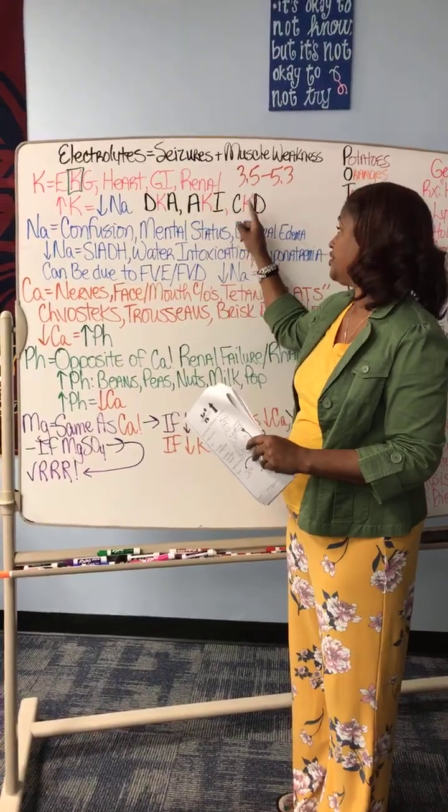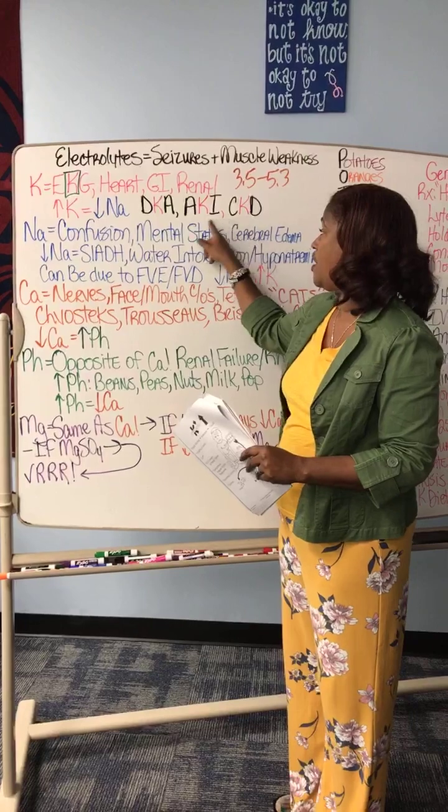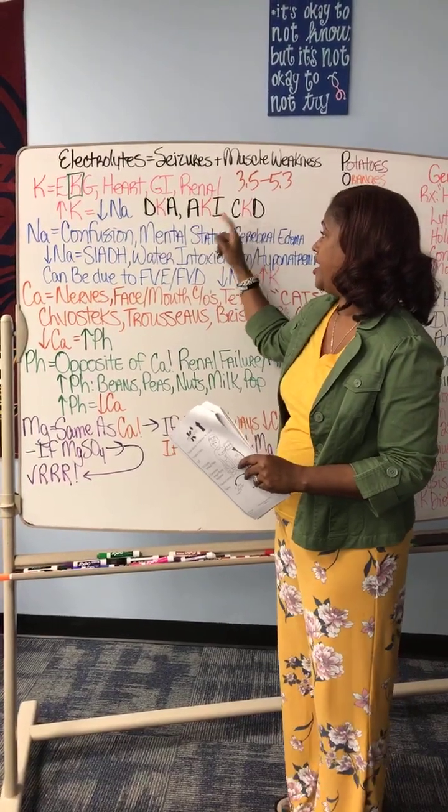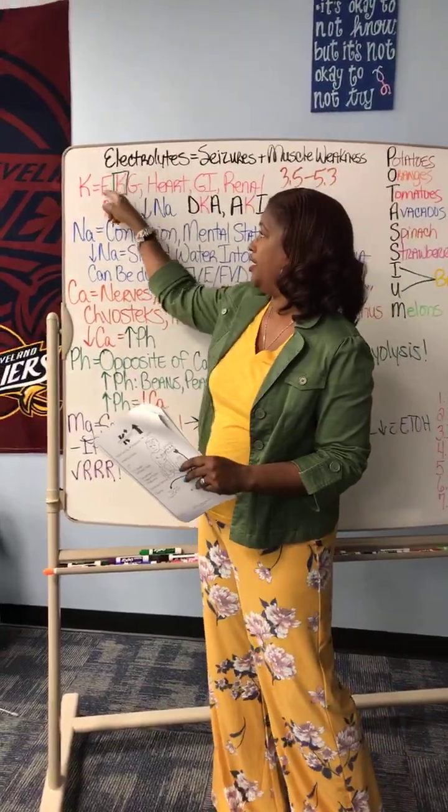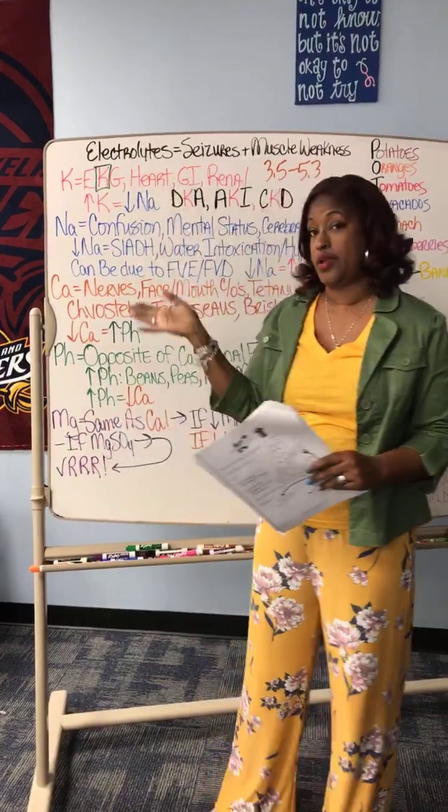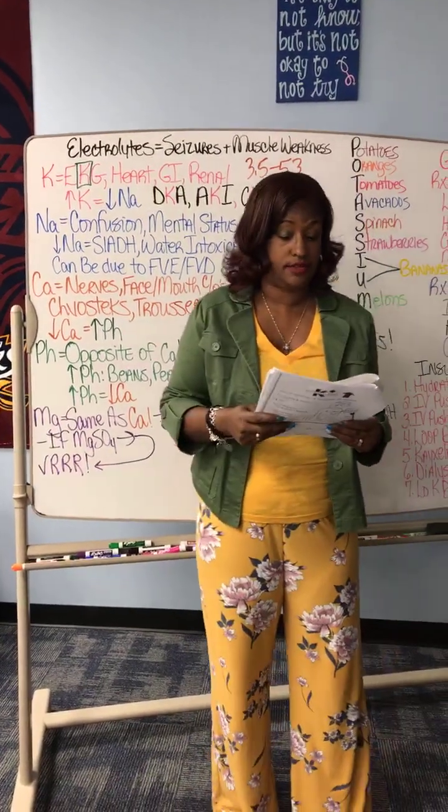The other thing I mentioned earlier is that you want to remember three conditions: DKA, AKI, CKD. What do they all have in common? KKK. And they all need a what? EKG. So K's right in the middle. You got this. You can do this, okay?